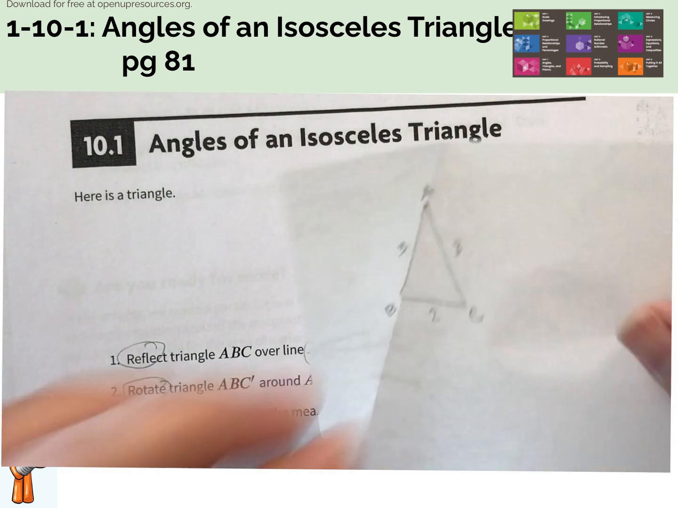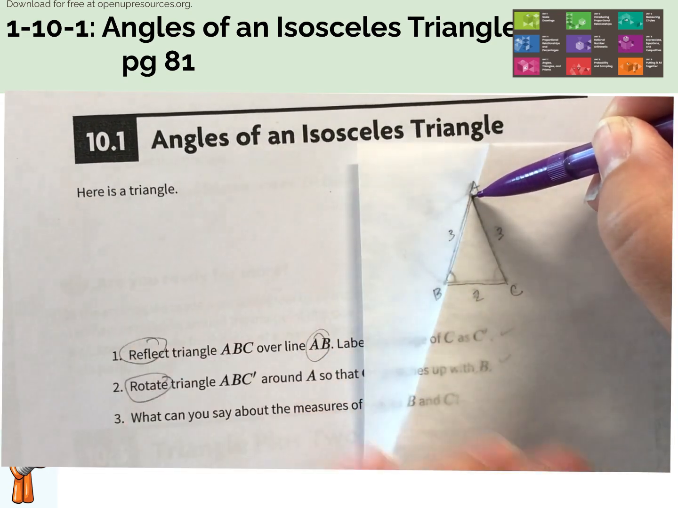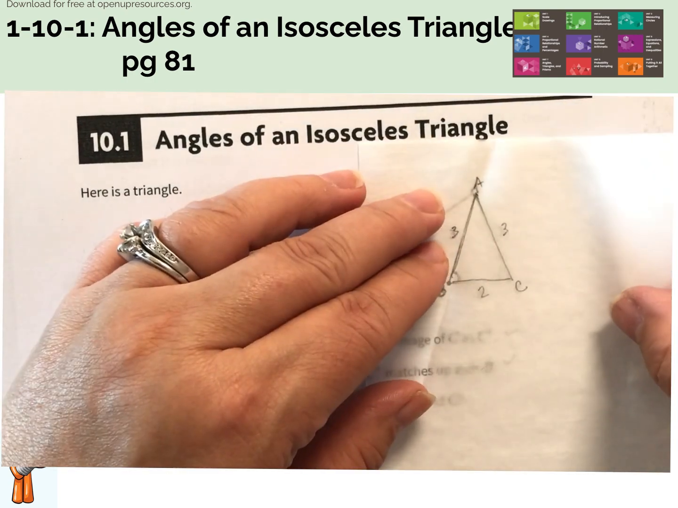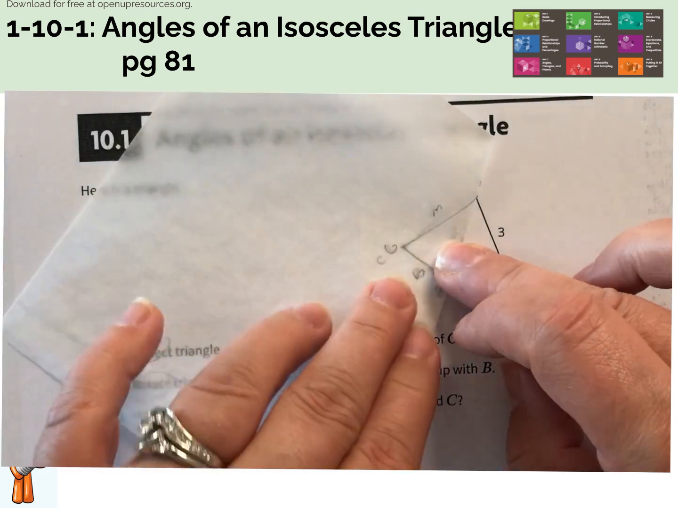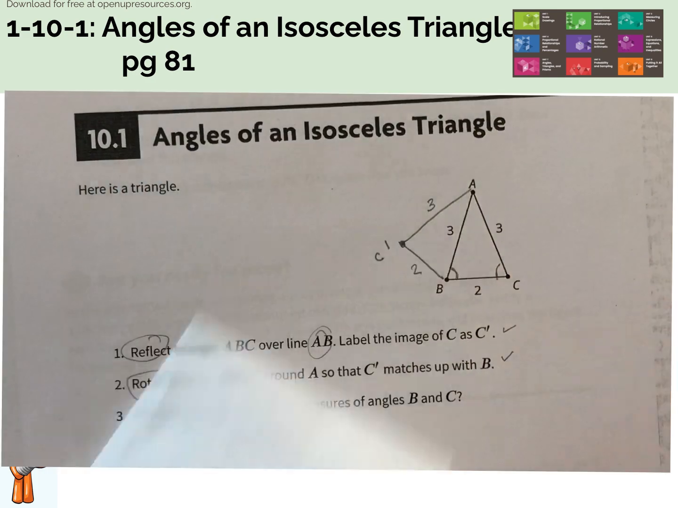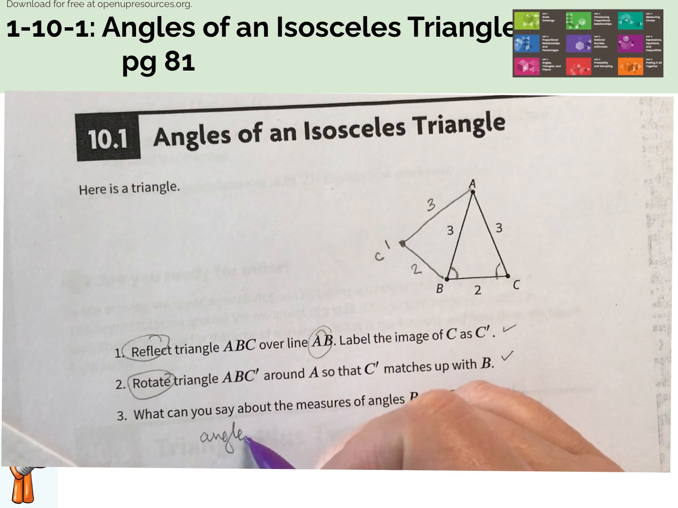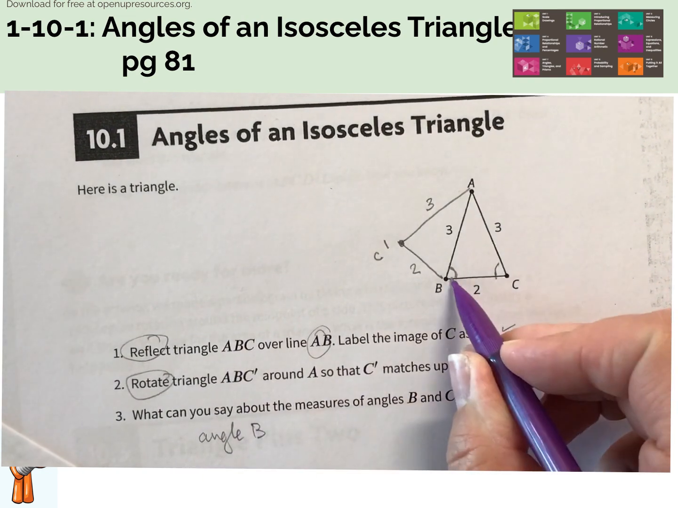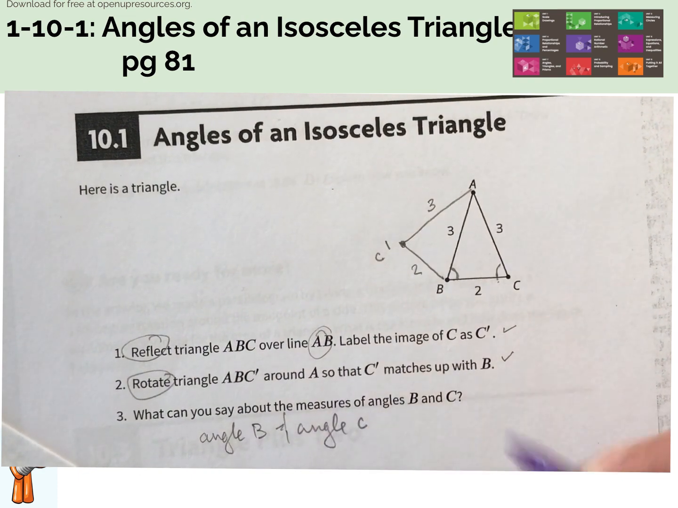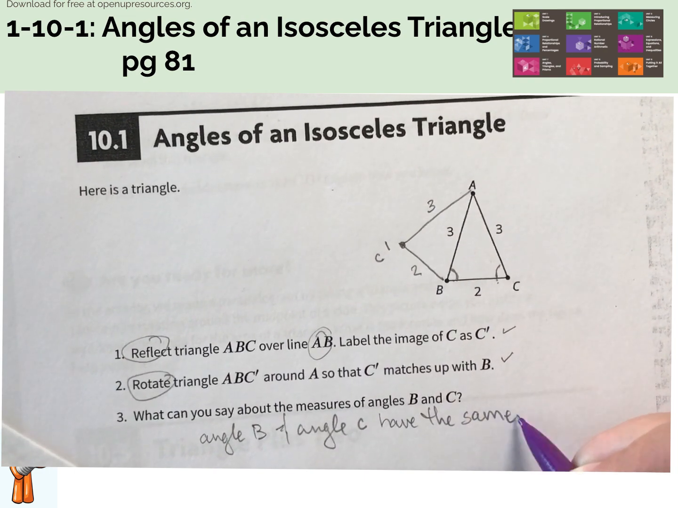So I noticed with my triangle that I was working with before, when I reflected it across AB, so we took it and we folded it, notice how all of these angles are all the same. So I can actually say, oh, angle B, so the bottom one, and angle C have the same measure. And you should be writing this down also.